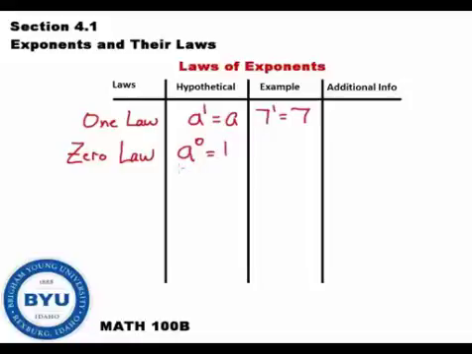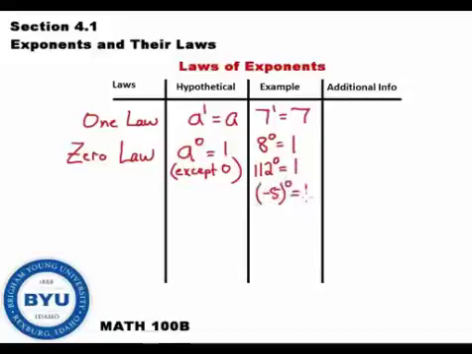Always be 1. There is one exception, and that is 0. We don't actually know what 0 to the 0 power is, and so that's considered undefined, and we just exclude 0 from this rule. But any number, 8 to the 0 power, that's 1. 112 to the 0 power, that's 1. Even negative 5 raised to the 0 power will be 1.